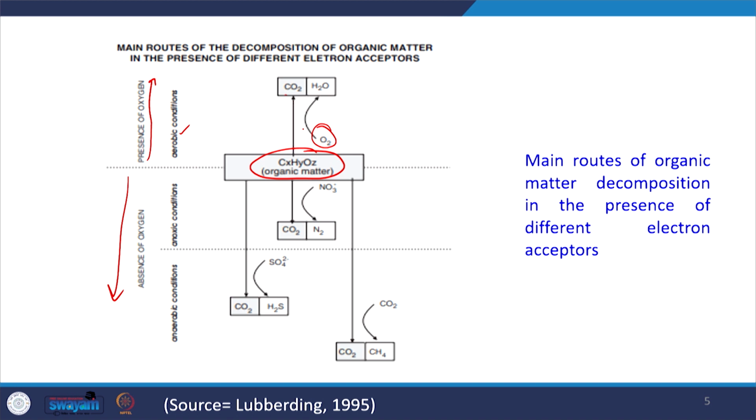Now, under anoxic condition the same molecule will reduce to CO2 and N2 when nitrate is present. So, this is possible. Similarly, under strict anaerobic condition the sulphate is getting reduced to H2S and similarly CO2 is getting reduced to CH4. So, we can have different molecules depending upon the conditions which are prevailing inside the water, whether oxygen is present or oxygen is absent. So, depending upon that, these are the various routes of the decomposition of organic matter.